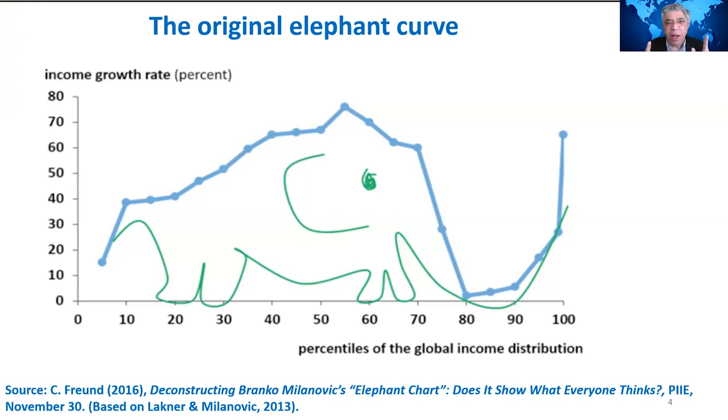And a final remark about the elephant curve: the image does not show how the 80th percentile from 1988 fared over time. Rather, it compares the 80th percentile in 1988 to the 80th percentile in 2008. So zero growth does not imply that incomes of the 80th percentile in 1988 did not grow. The original chart compares the people in this bracket in 1988 with people in the same bracket 20 years later. But they may not be the same people. They may not belong to the same class. They may not even belong to the same country.